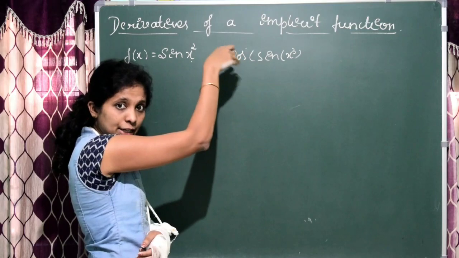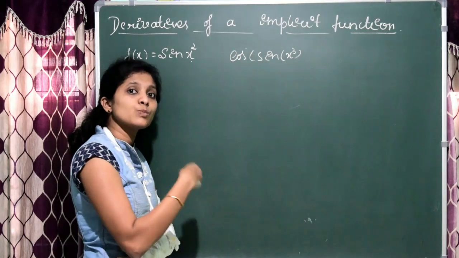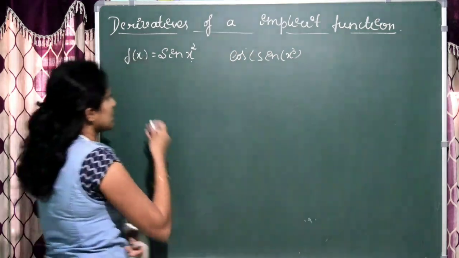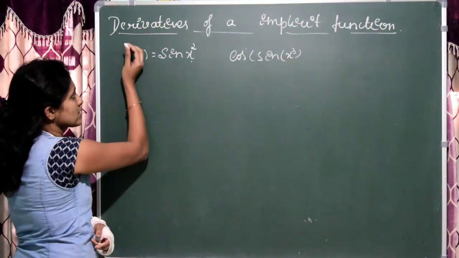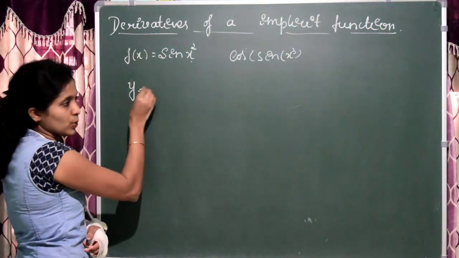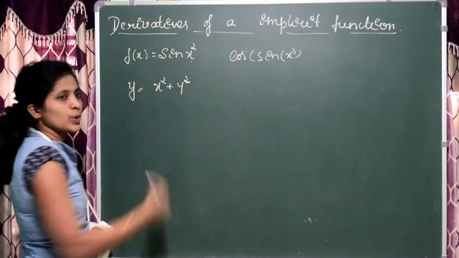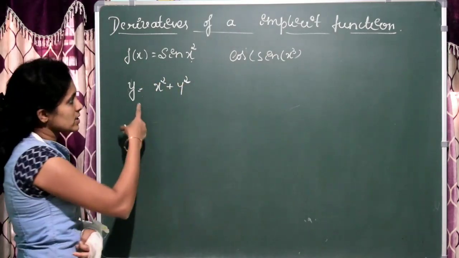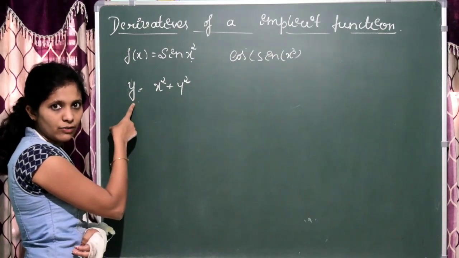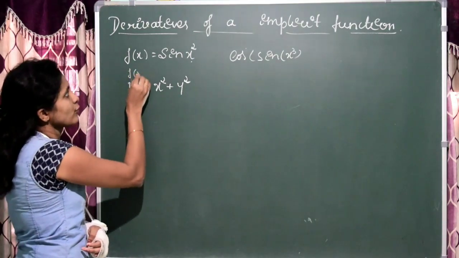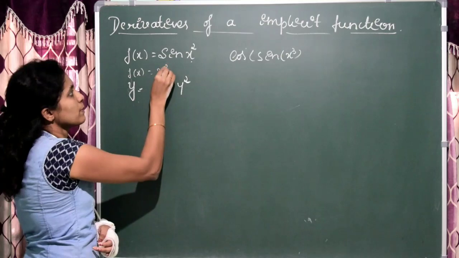Now we are finding the derivative of a function which contains more than one variable. For example, let me consider f of x or y equal to x square plus y square. y equal to x square plus y square. Now this is one function. You can either represent by y, or you can take this as f of x equal to x square plus y square.